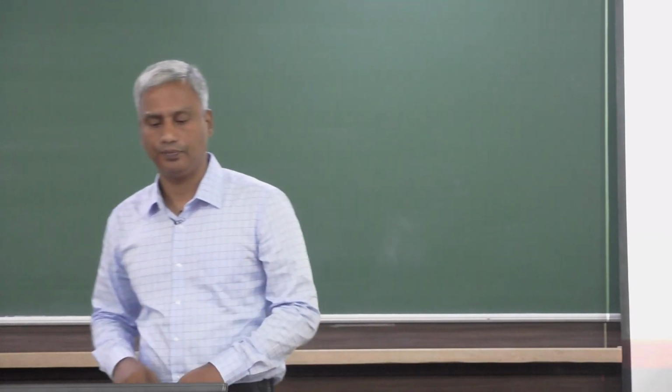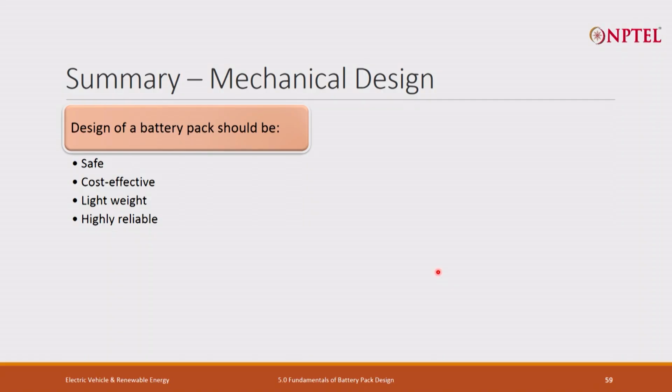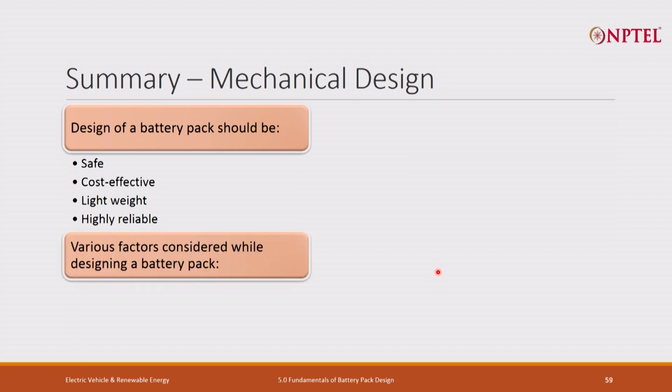So in a nutshell, the design of a battery pack should be safe even in extreme conditions. It should be cost effective and lightweight. Every gram reduction in weight helps improve the range. It should be highly reliable, because this is what is going to give you a higher number of cycles. If it fails in between, the upfront cost of the cell cannot be justified. So it should be highly reliable.